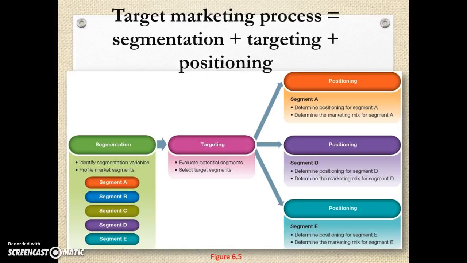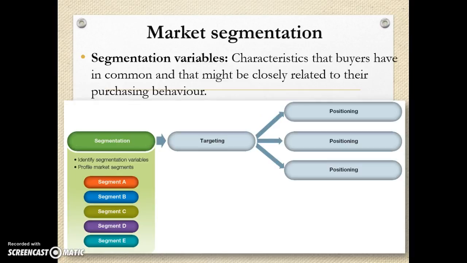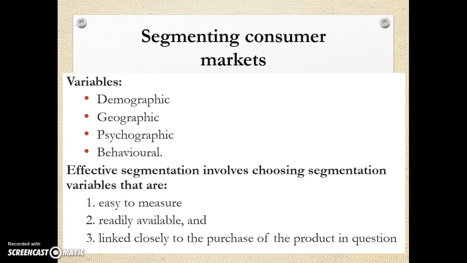we want our product offering or value, service, idea to be positioned within that particular segment. And once that's been determined, develop a marketing mix to actually achieve that positioning for each segment. So market segmentation, characteristics that buyers have in common and that might be closely related to their purchasing behavior. So we're looking at the green area first.